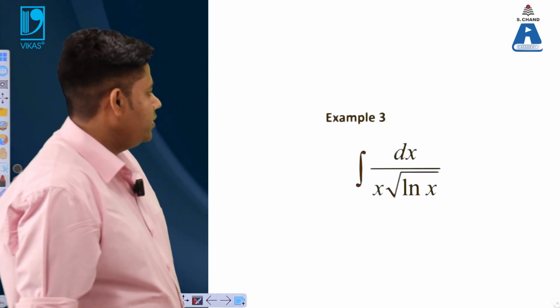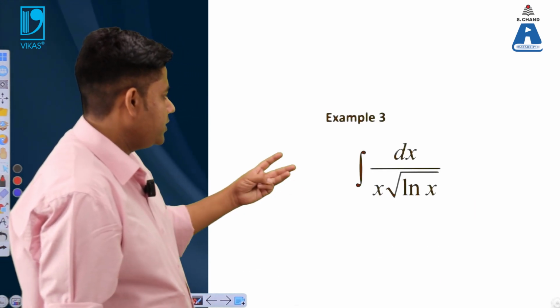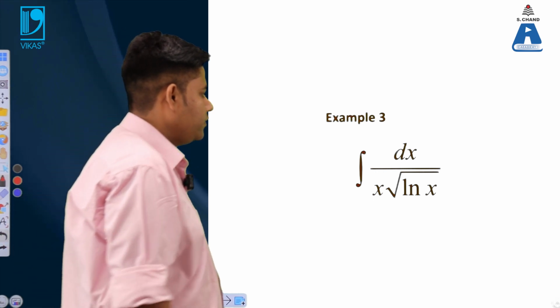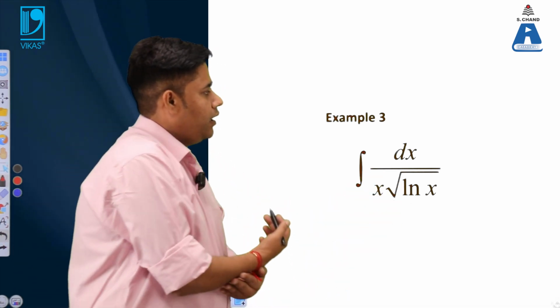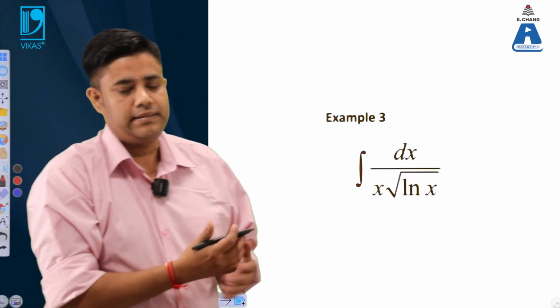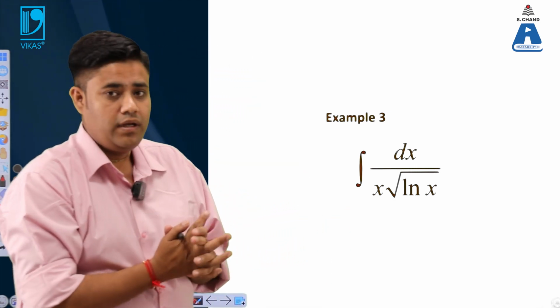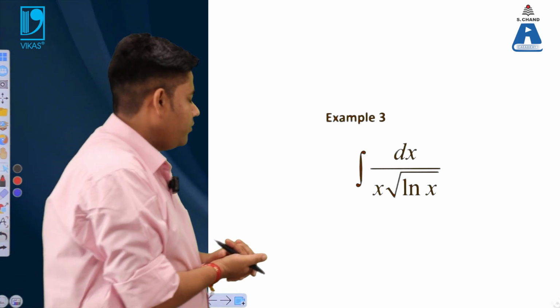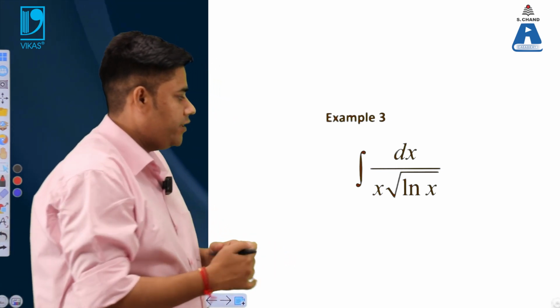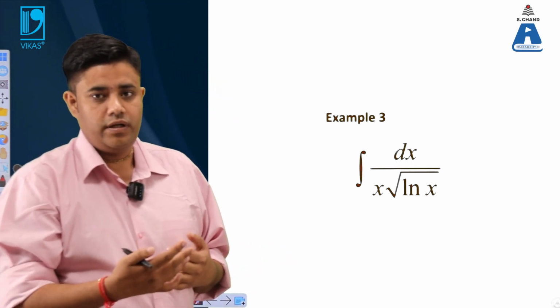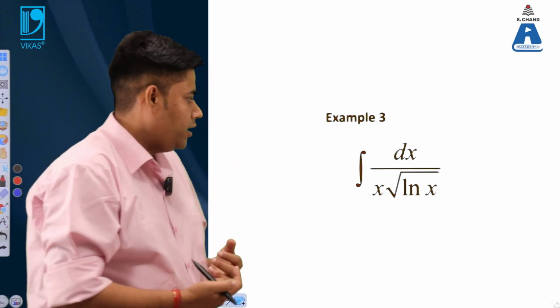Now coming to the third example, which is the integral of dx over x root log x. As the question indicates, you have x and you have log x values. So what can be done? You know that the derivative of log x is 1 by x.